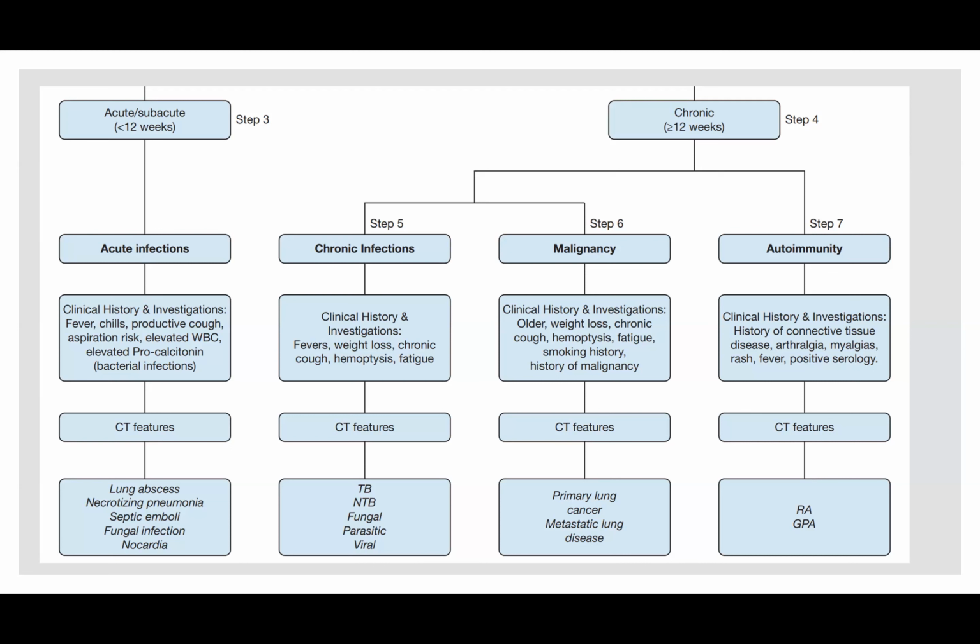That we could use patient symptomatology, again, the duration, because we're looking at more than 12 weeks, together with risk factors. And then if it's acute, if it's less than 12 weeks, the acute infections we spoke about were lung abscesses, necrotizing pneumonia, septic emboli, fungal infection, and nocardial infection. And again, a good clinical history is imperative, appropriate investigations, and looking at the patient's risk factors. And by combining all of these together, we should be able to come up with a reasonable differential.